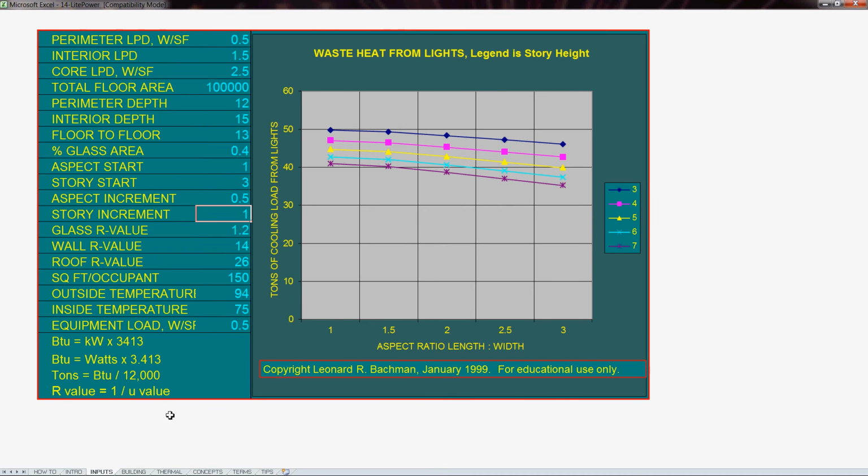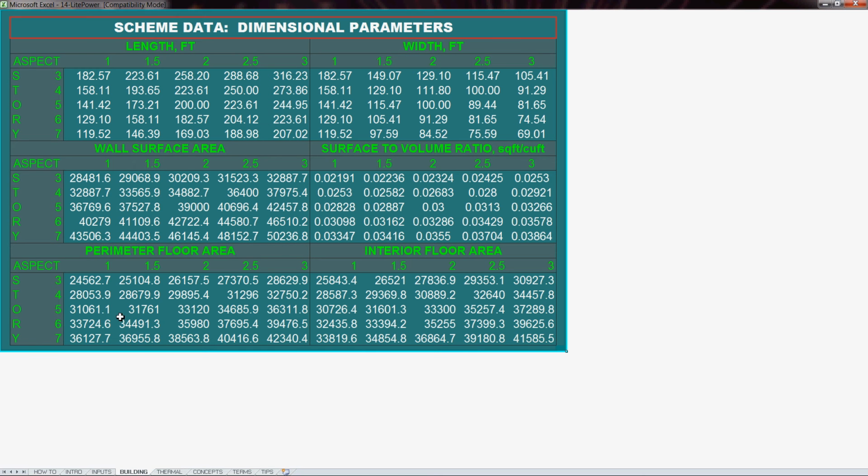What the spreadsheet then gives you back after those inputs is the overall dimensions, length and width of the building for all 25 schemes, depending on the aspect ratio and the story height you're interested in comparing. The amount of wall surface area in each of those, the surface to volume ratio, which is the square foot of skin it takes to enclose a cubic foot of internal space, and how much of the building floor area is in the perimeter daylit zone, how much of it is in the corresponding interior zone behind that.